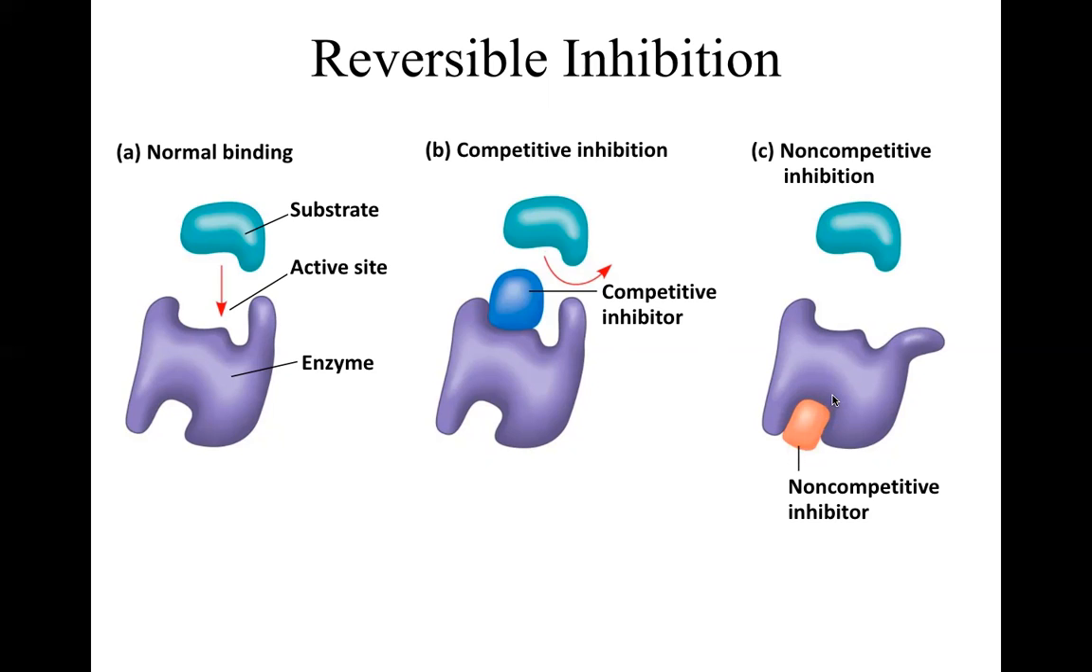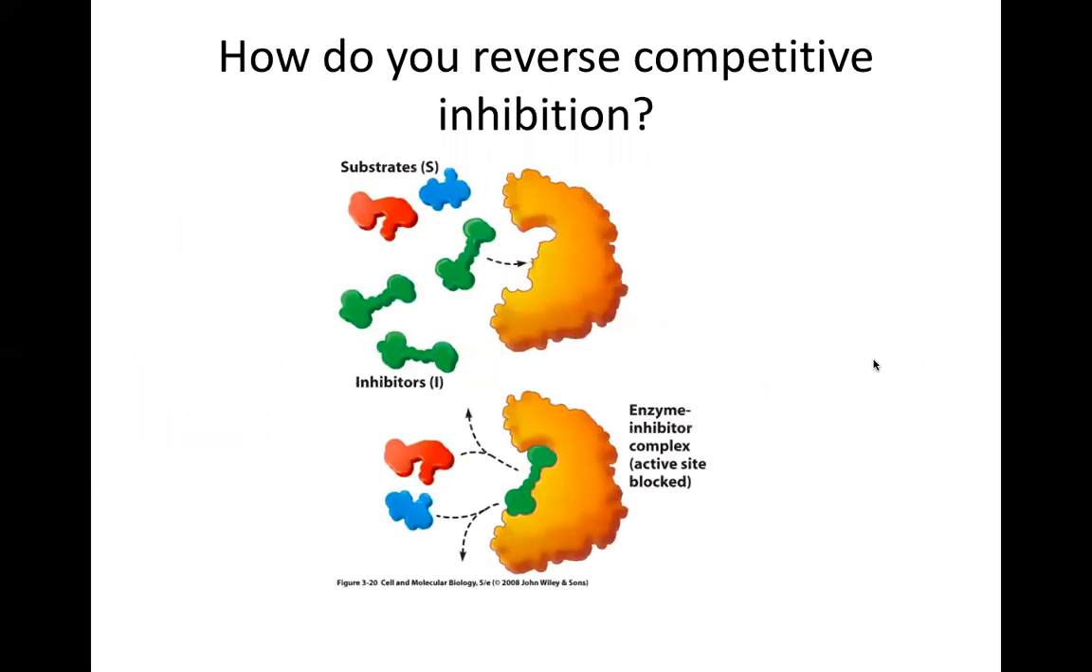But by binding there, it'll change the shape of the active site, and it will reduce binding to the substrate. It will reduce the activity of the enzyme. So it binds elsewhere, but it affects the active site. It affects the binding to the substrate. It affects the activity of the enzyme.